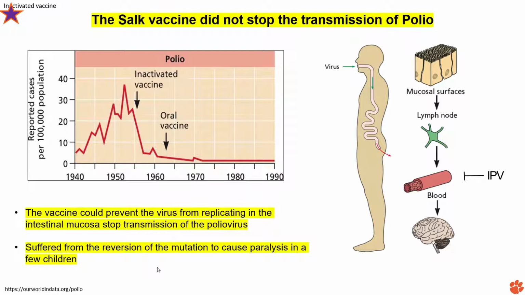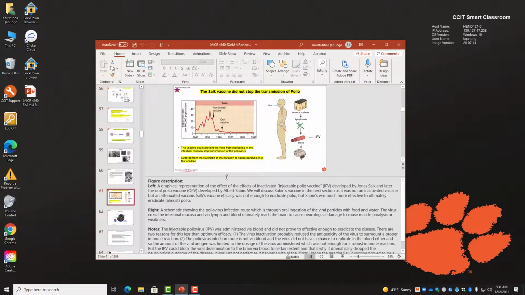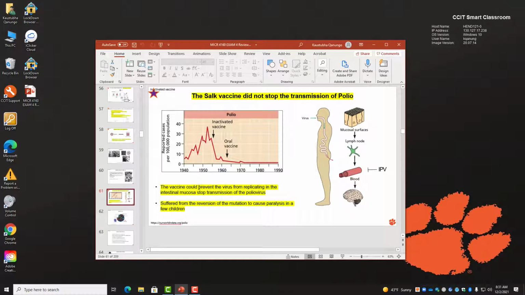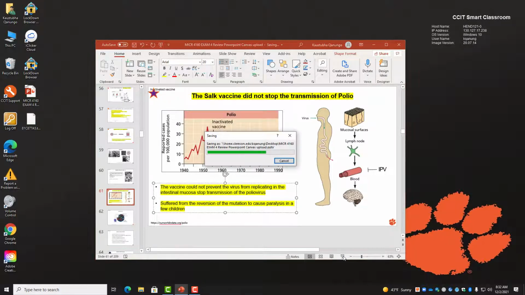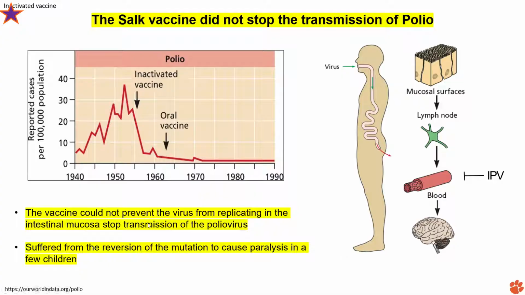So basically, hold on 1 second. This is a typo error. Could not. Very important word. If you miss that, it just says completely. The vaccine could not prevent the virus from replicating in the intestinal mucosa and stop transmission of the poliovirus. So it would have been a disaster if you just missed that could not. It could not cross the blood-brain barrier to infect, but that's fine, but that's the most important part. So just make sure that you make that correction in the slide.